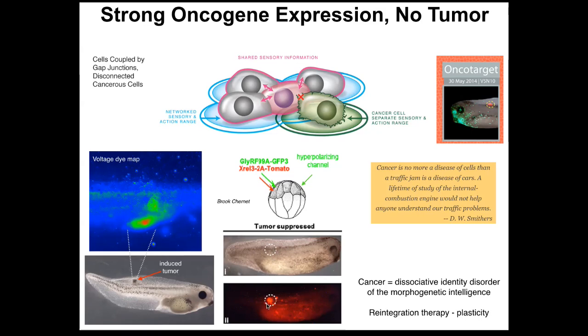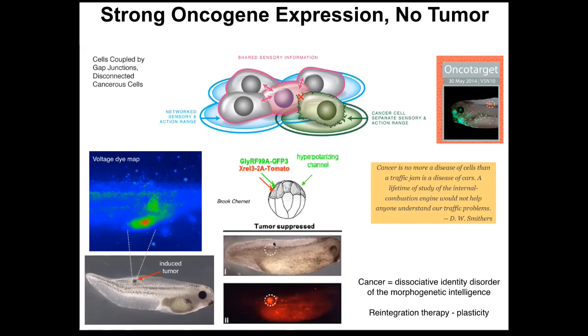This is the same animal, and so the oncoprotein is blazingly expressed. You can see it all over the place, right? It's marked with this fluorescence, but there's no tumor, because it isn't the genetics that drives it, it's the physiology. And once these cells are connected to their neighbors, they're basically going to keep working on the skin and muscle and everything else that they were doing.